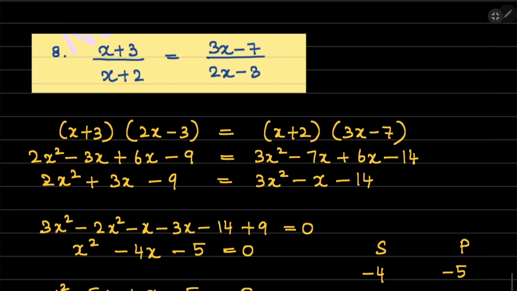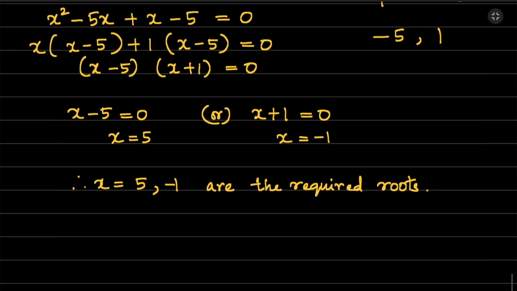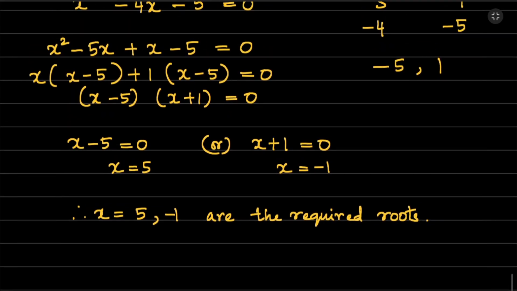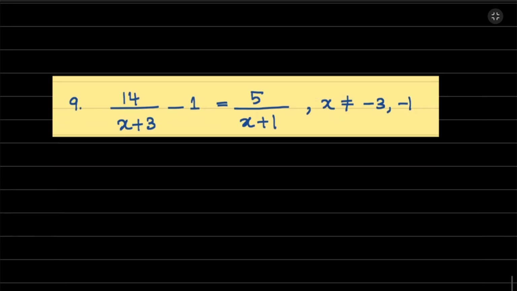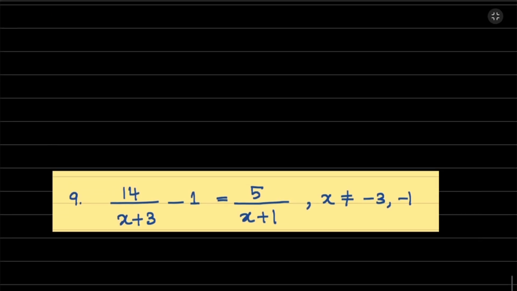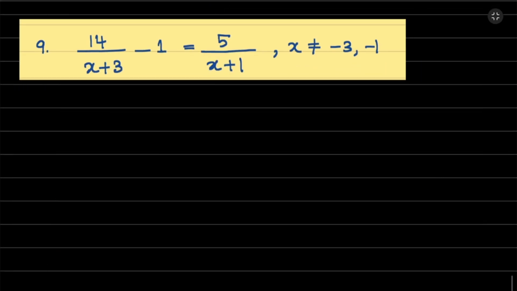I hope it's clear. This question is quite easy, quite straightforward. Let's move on to the next question. Yeah, ninth question. 14 divided by x plus 3 minus 1 equal to 5 divided by x plus 1. X is not equal to minus 3 comma minus 1.